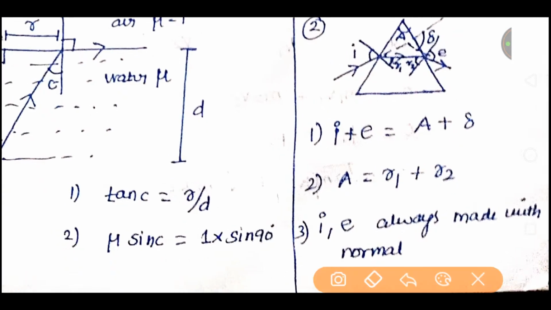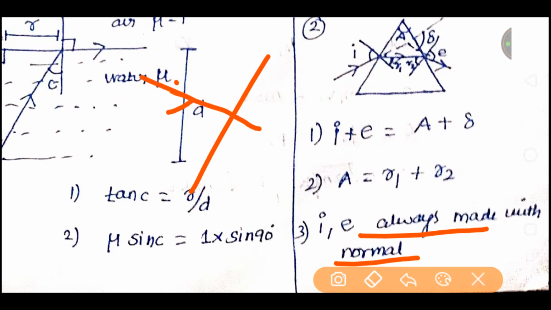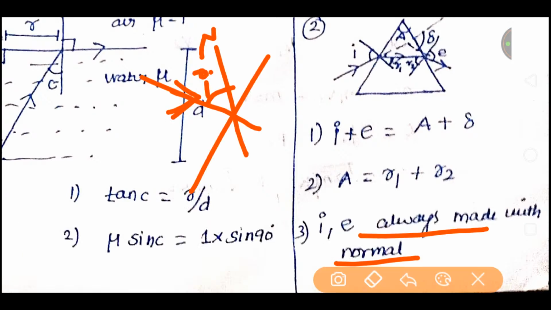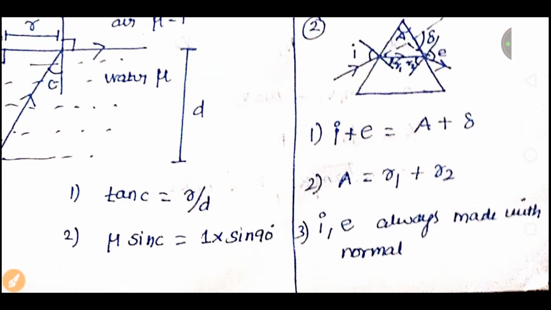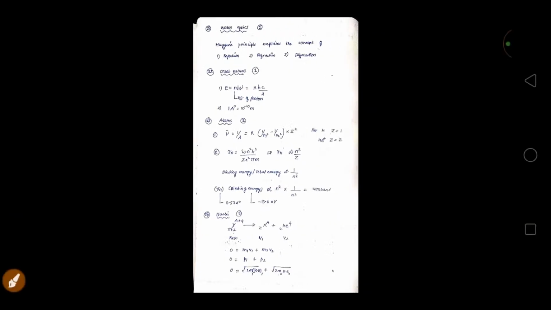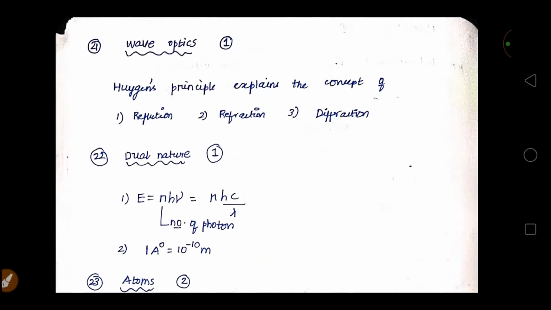And I and E should always be made with the normal. If a ray is incident like this, and this is the normal, this is the angle of incidence. You cannot claim this to be the angle of incidence. This is wrong. The I or E is always made with the normal. Here I and this is E. Right, next. Wave optics.